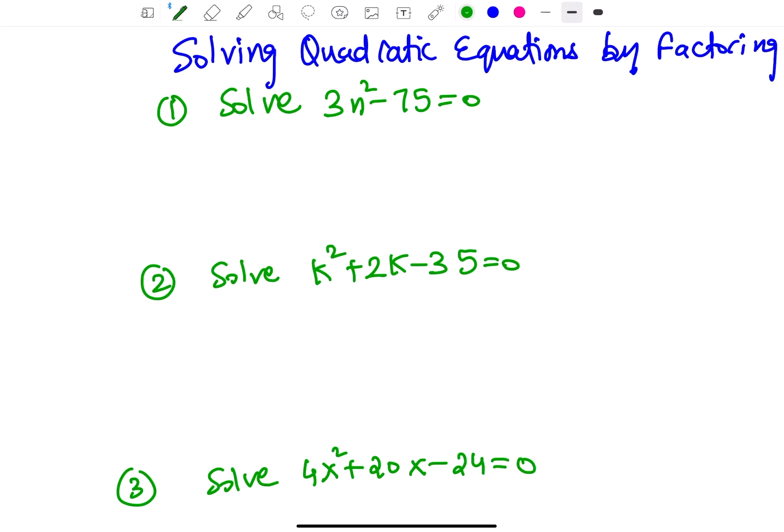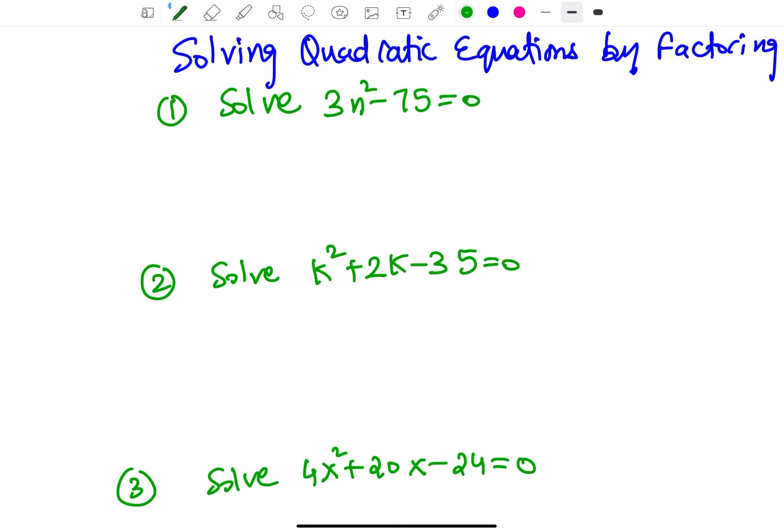To solve a quadratic equation by factoring, our goal is to get a 0 on one side and factor the other side. Once the other side is in the factored form, we're going to be using the zero product property, which says if the product of two terms is 0, one of them must be 0. And then solve the two individual equations we have.